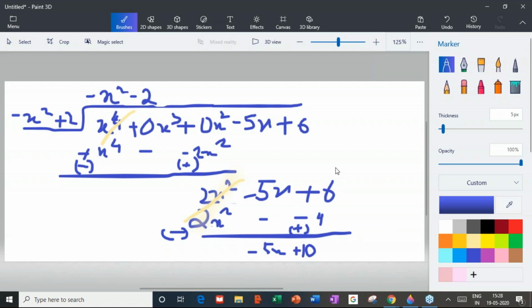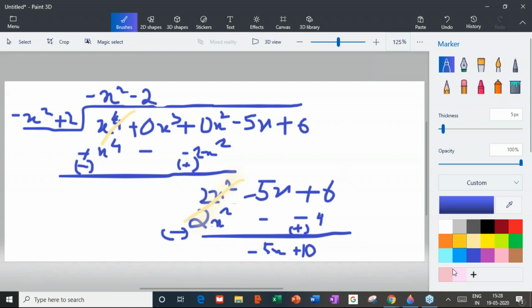X square plus 2 is the same as minus x square minus 2. Manasvi, it will be minus x square minus 2, right? You need to multiply it with the minus sign. Only then will you get the correct quotient and the correct remainder.